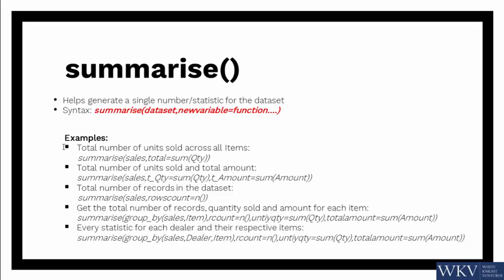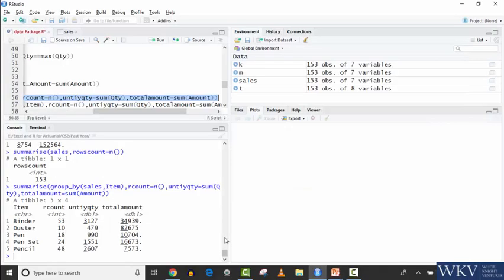Every statistic for each dealer and their respective items can also be found out. So here what we will do is we will group by dealer and item both, unique combinations of dealer and item. So A dealer has sold these many pens and generated this much amount. B dealer has sold these many pen and pencil and this much amount, so on and so forth.